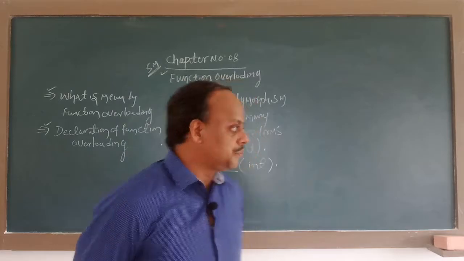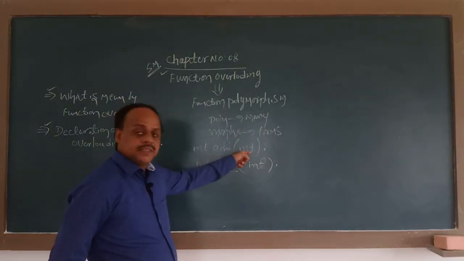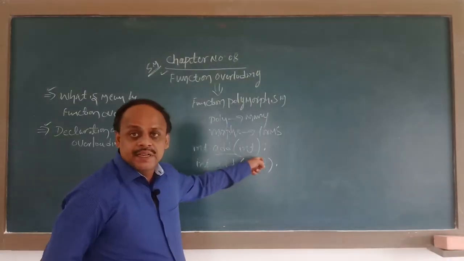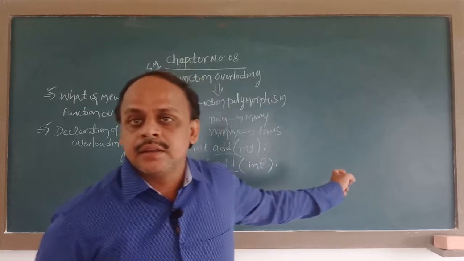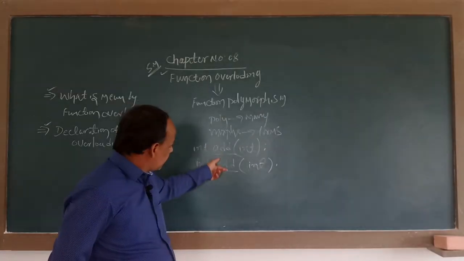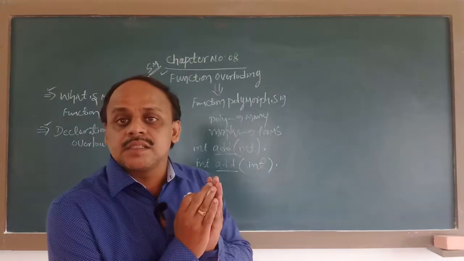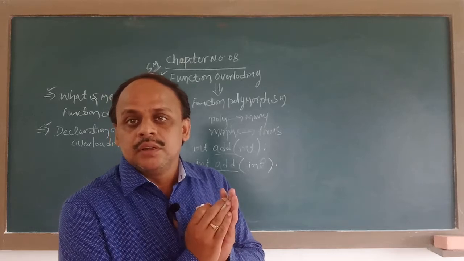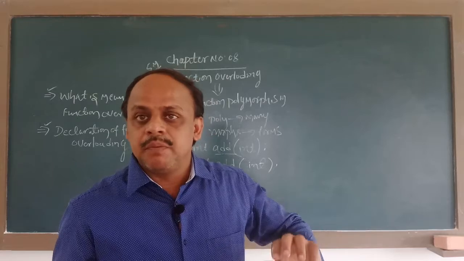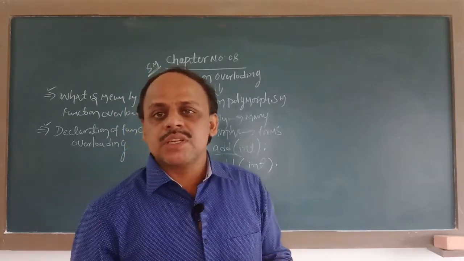See here, first function is int add of int, second function int add of int. We are getting an error because C++ allows a number of functions with the same name, but it has some rules. We have to follow some rules to allow function overloading.